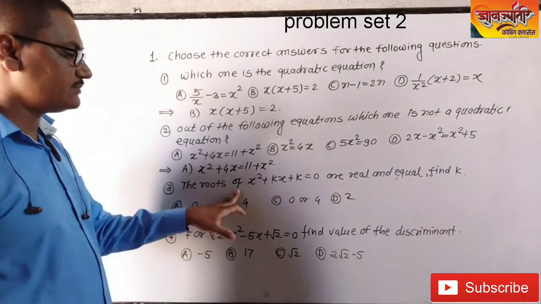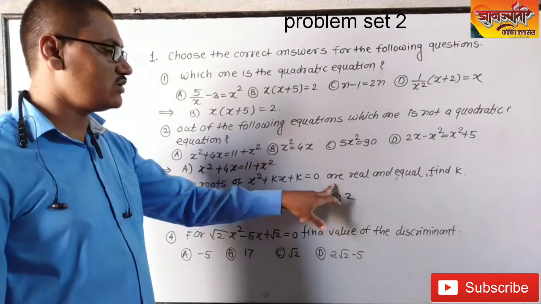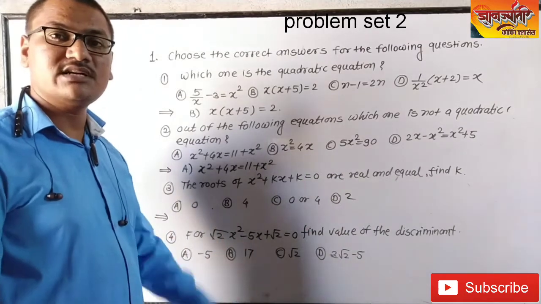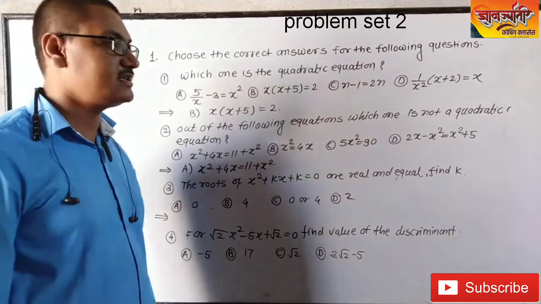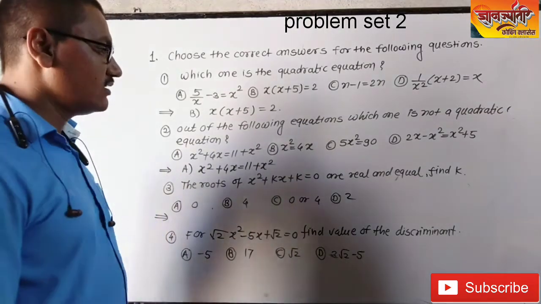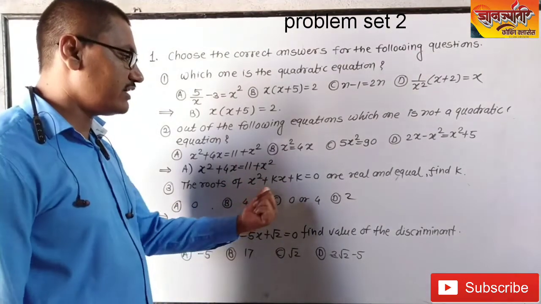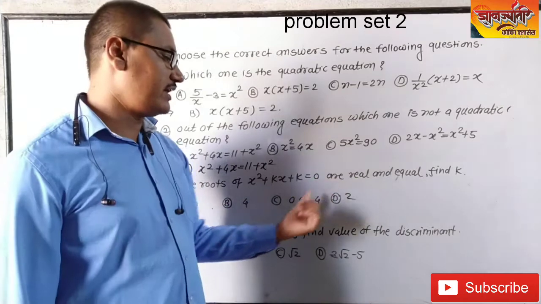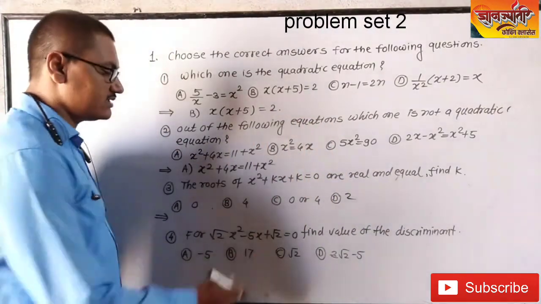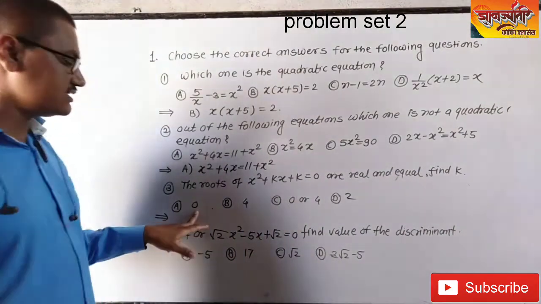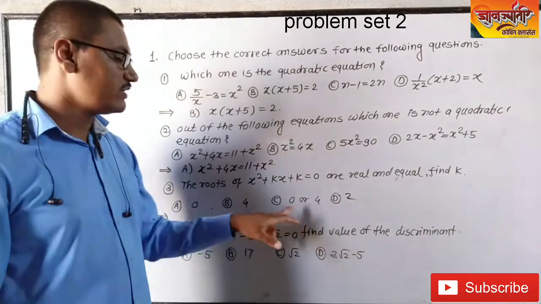The roots of x square plus kx plus 1 plus k is equal to 0 are real and equal. What is the condition for real and equal roots? Real and equal roots means that the value of b square minus 4ac is equal to 0. Substituting the values, comparing with the general form, we find the values of k. The options are: first 0, second 4, third 0 or 4, and fourth 2. Which is the correct option?